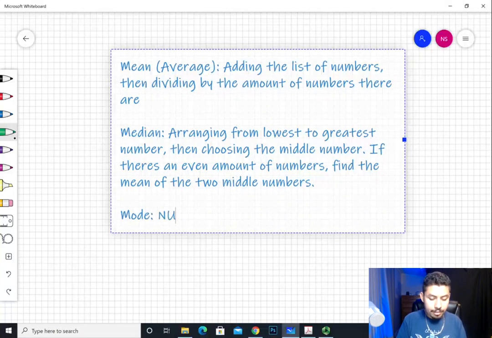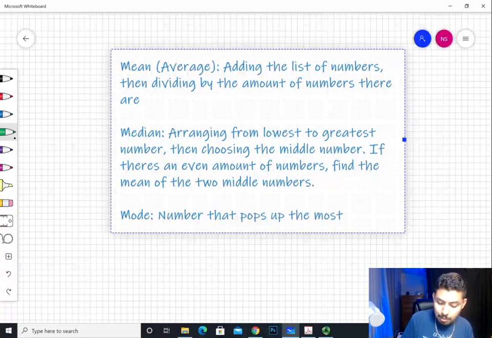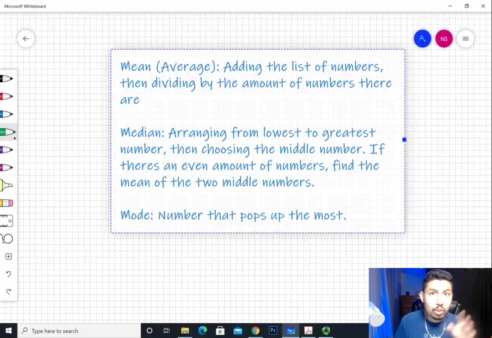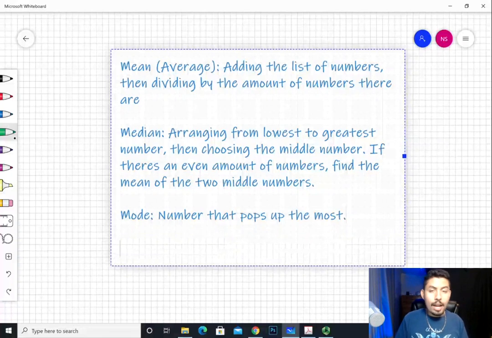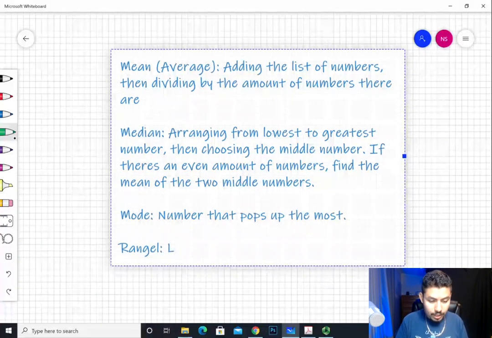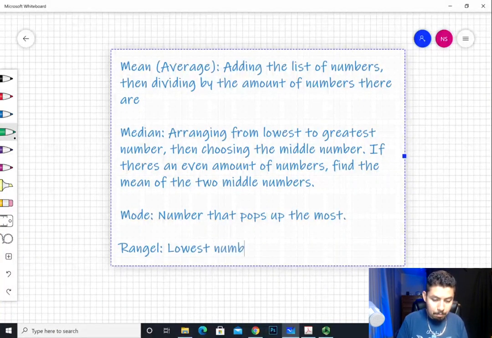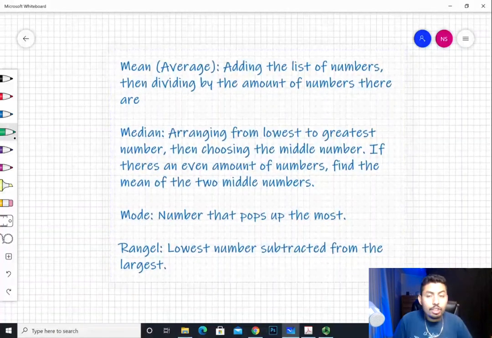Mode, easy, everybody's favorite. Number that pops up the most. Just memorize mode with most. Most, mode, most, mode. They both rhyme, so that should be a little hint there. And range, lowest number subtracted from the largest. So there's your little cheat sheet, my friends.